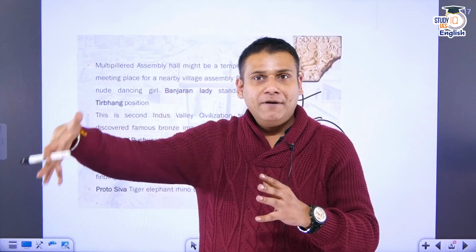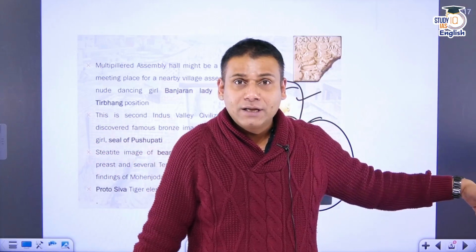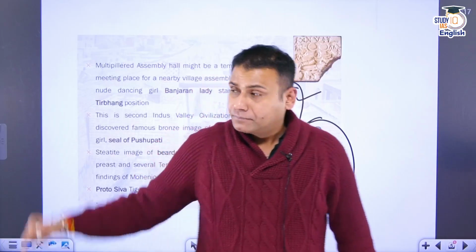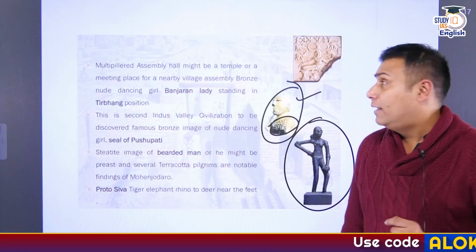He is surrounded by a few animals like tiger, elephant, rhinoceros, water buffalo, and 2 deer are seated near the feet of Shiva. I'll repeat. Tiger, elephant, water buffalo, rhinoceros, and 2 deer are seated near the feet of Shiva. And this is referred to as the seal of Pashupati Mahadev. Another important finding, see this is the seal.